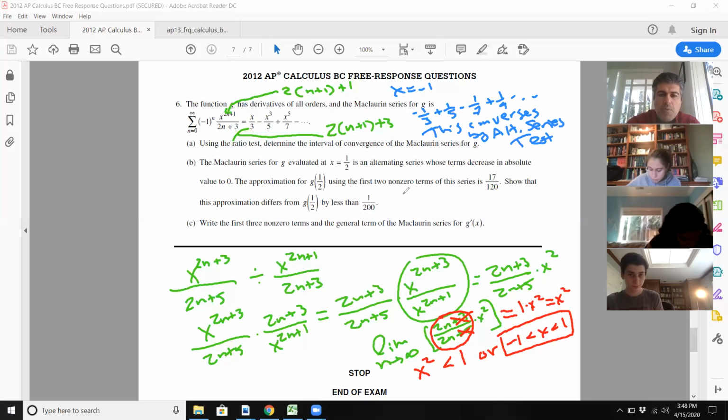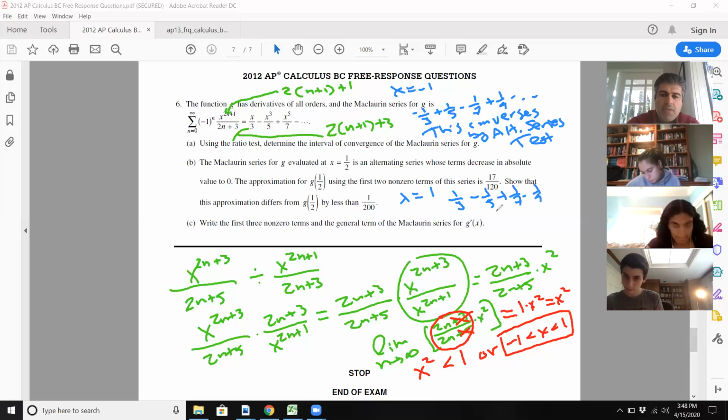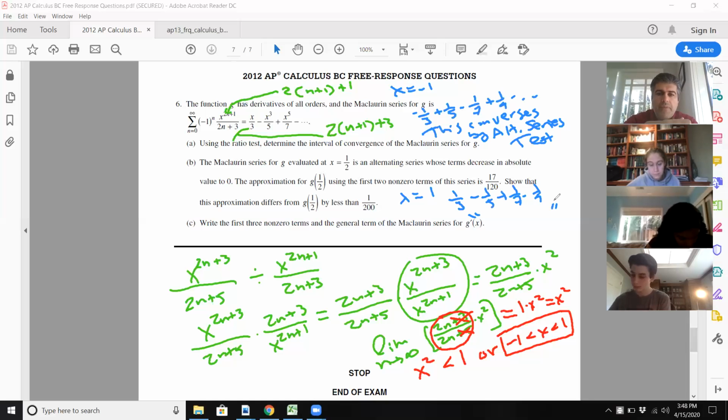Also, if I do x equals 1, I get 1/3 minus 1/5 plus 1/7 minus 1/9. Same reason. So truly, my interval of convergence actually is that.